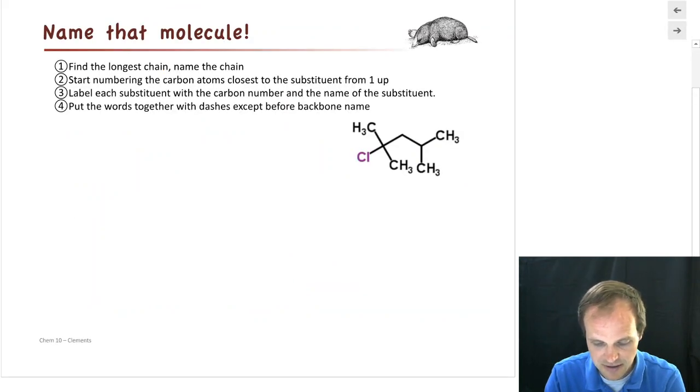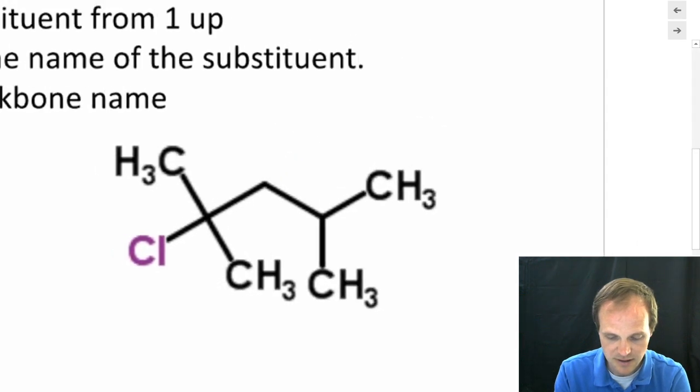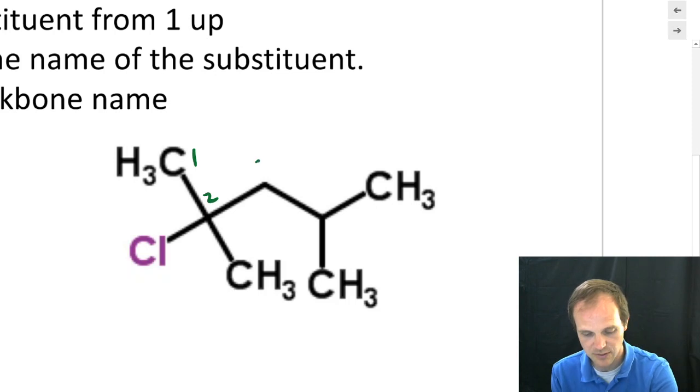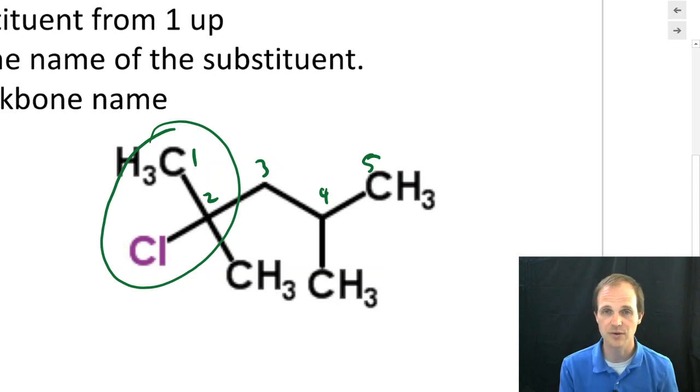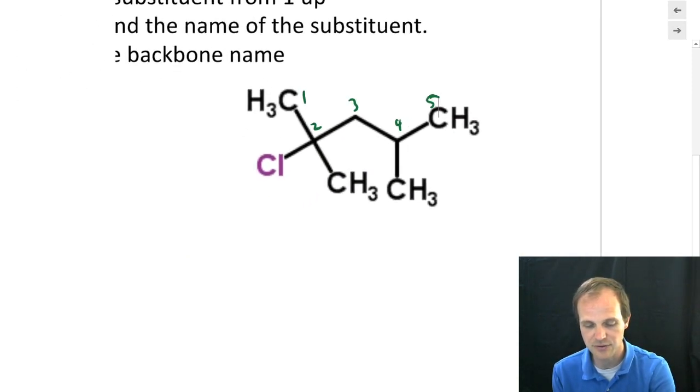All right, so just a couple more and then we'll be done. This one, we can do super quick. We're going to find the longest chain. 1, 2, 3, 4, and 5. I labeled it starting from the left because I knew I had this chloro over here, and that chloro would win alphabetically over my other methyl groups.